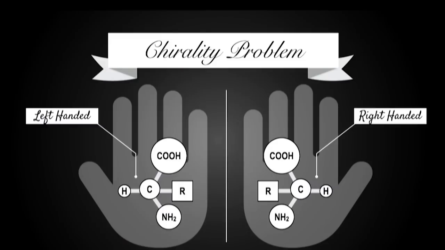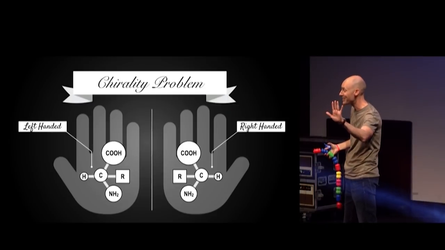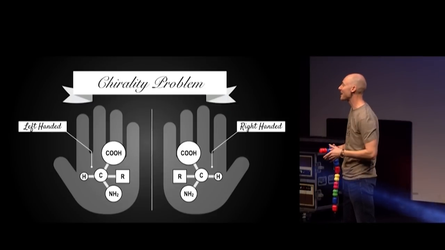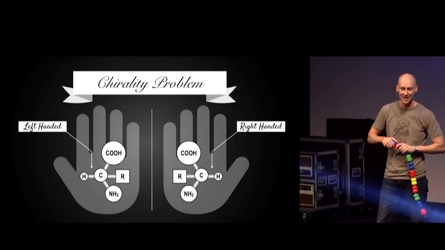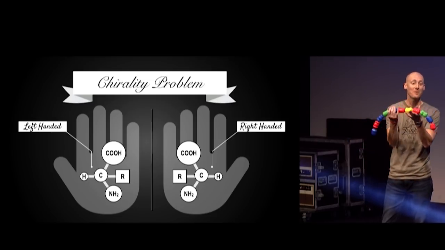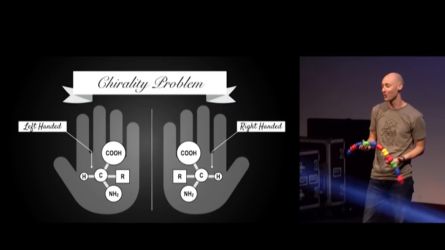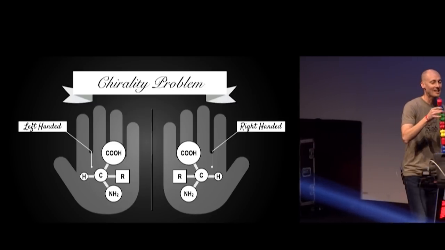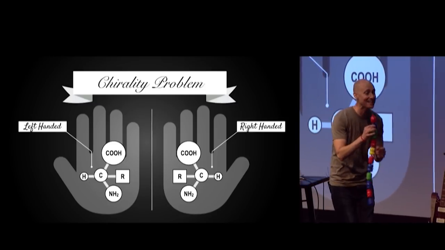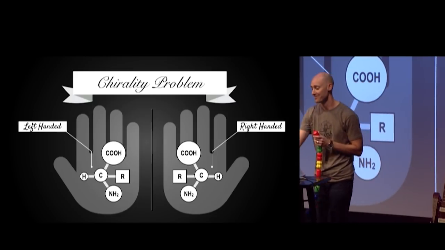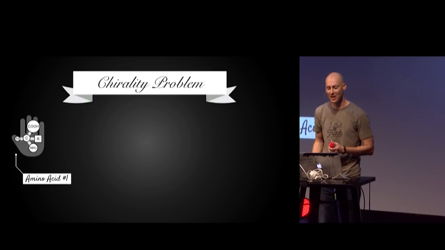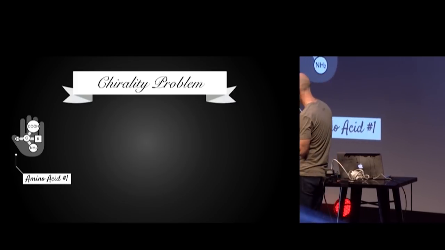How many people in here are left-handed? Okay, this is like a shout out for you guys, because it turns out, all my lefties, it turns out all of life is made up of left-handed amino acids. In fact, if you add one right-handed amino acid to the mix, you basically destroy your protein, okay? It won't fold properly. And so what you want is only left-handed amino acids. That's important.